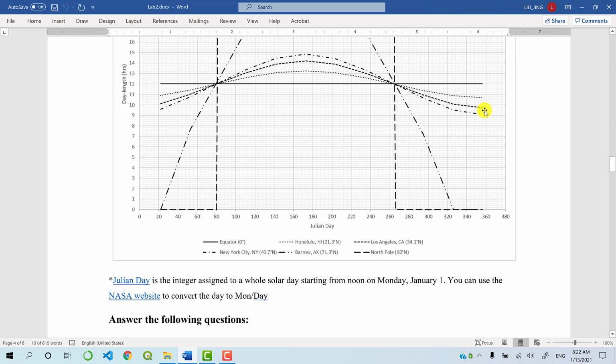This is the day length. It's not solar altitude. Okay, and then this dash dot line, that is New York City. You can see when you go to the north, you have more and more dramatic day length change, or drastic day length change, right? Meaning your longest day minus your shortest day, this difference become larger and larger.